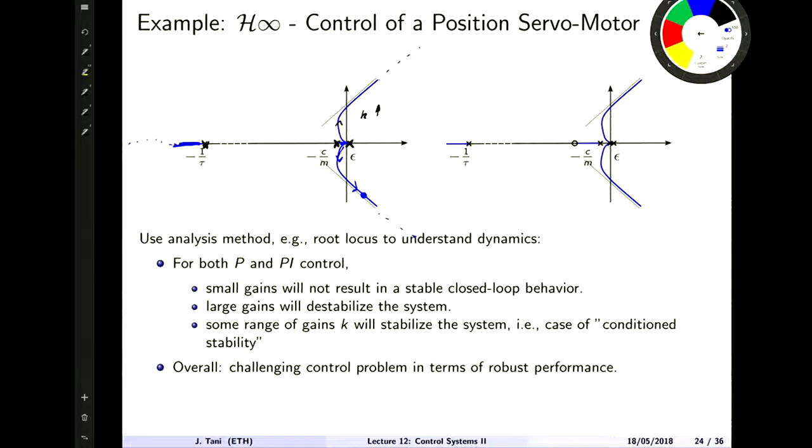You see it already, right? Because, well, you have to find some zone for which k will result in a stable closed loop system. This is called conditional stability, by the way. Okay, clear? Do we have an idea of what the system is working? Yes, we do.